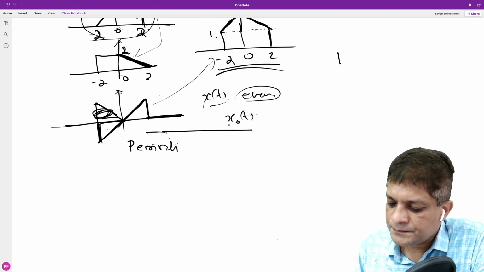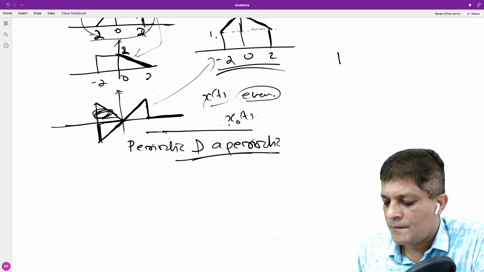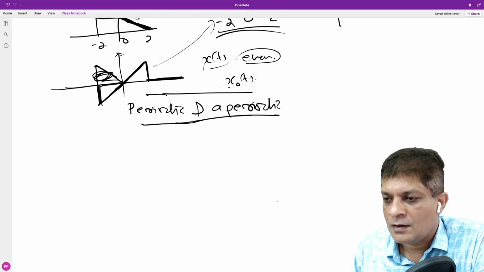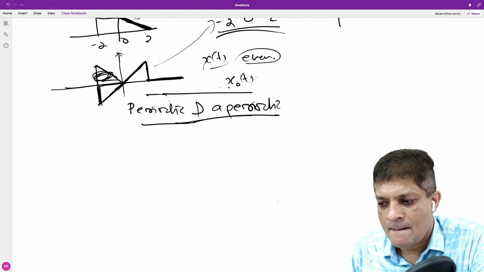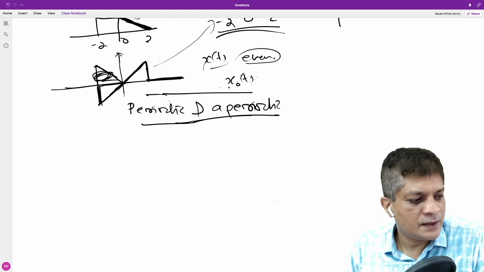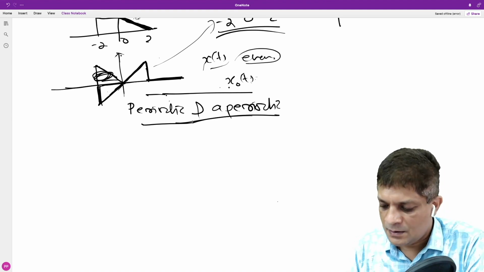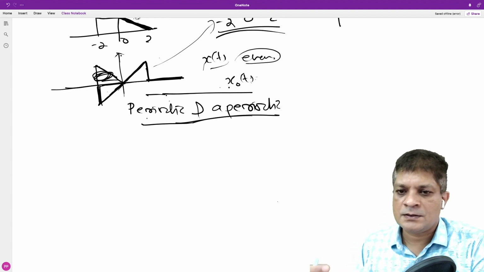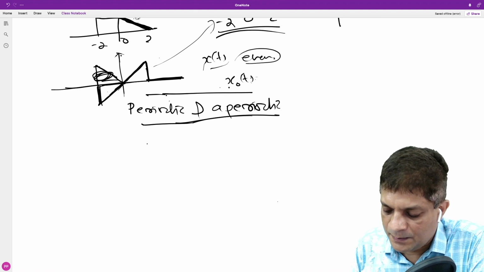Periodic signals. What is a periodic signal? When can we say that a signal is periodic? It repeats after a certain time period. That pattern repeats after a certain time period, isn't it?